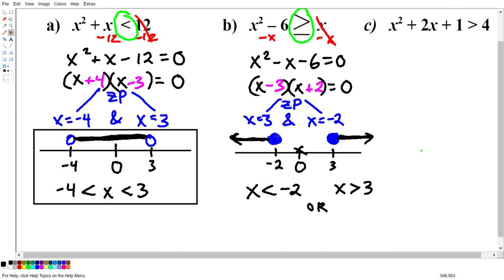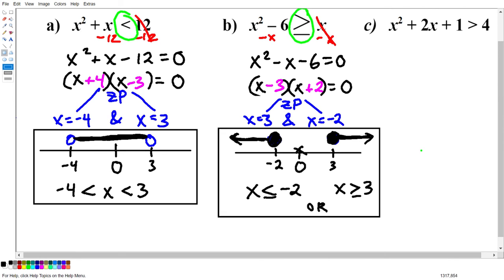I think I made a mistake though, right? Is this an open circle or a closed circle? It is closed, so that means that -2 is also a solution, and 3 is also a solution. At this point, I can go ahead and box my answer. And we're done.